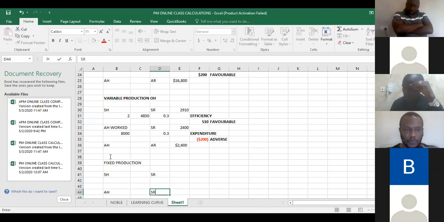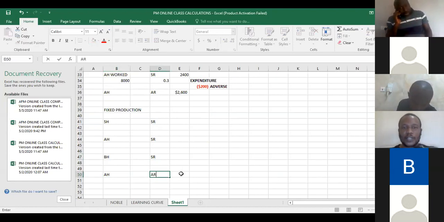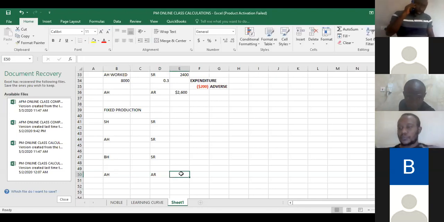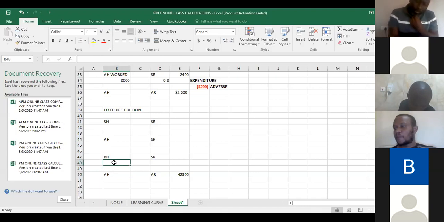budgeted hour standard rate. It doesn't affect the actual rate. So what's actual hour actual rate? The actual is usually given to you in total terms. What's that? 42,300. Then our budgeted hours is what from the question? So see your budgeted units here. Can you see your budgeted unit? I'll explain this in the future.